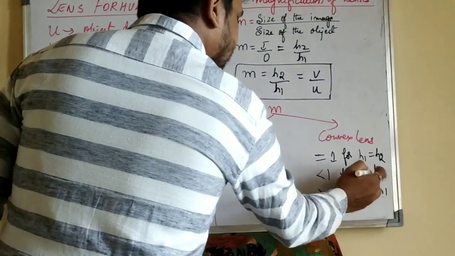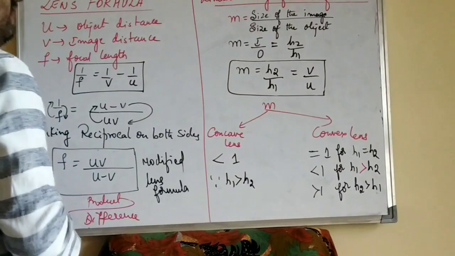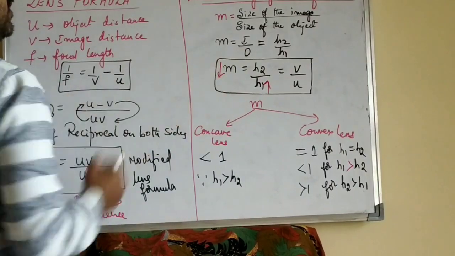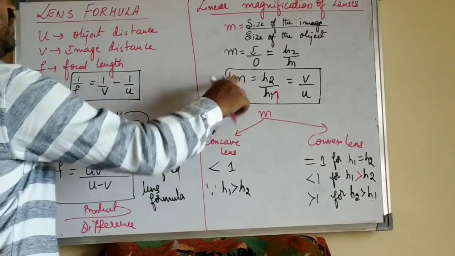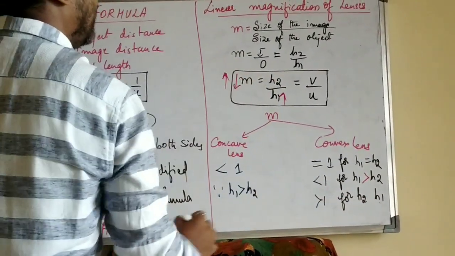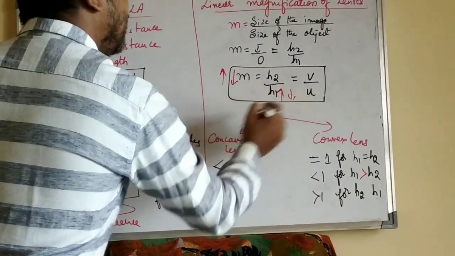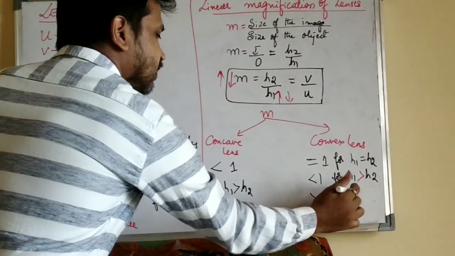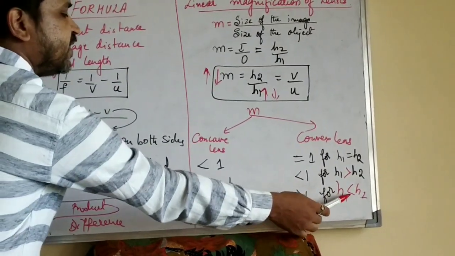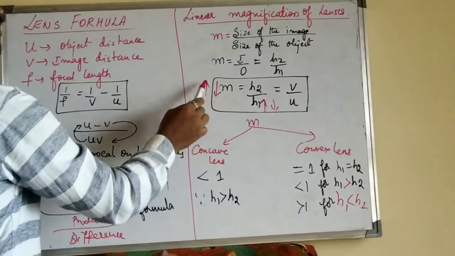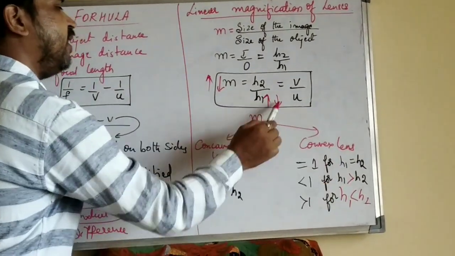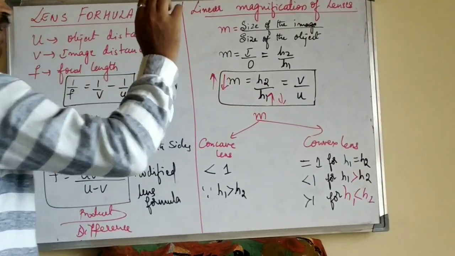When H1 is greater than H2, then because this becomes less, the m value decreases. Now, when H1 is less than H2, that is, the height of the object is less than the height of the image, then the magnification factor increases. When the height of the object is greater than the height of the image, then the magnification factor decreases.